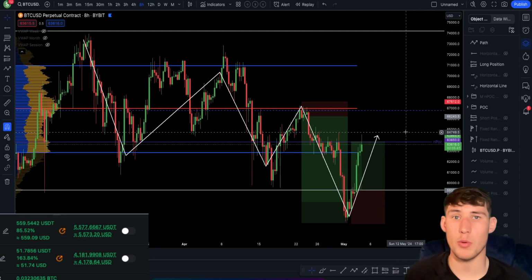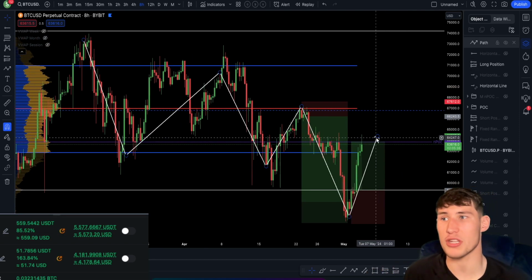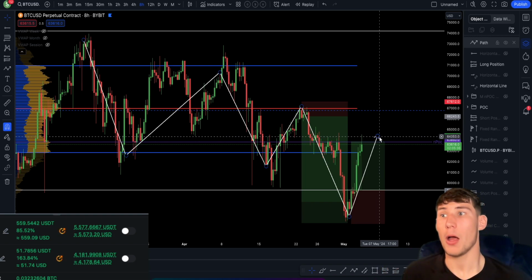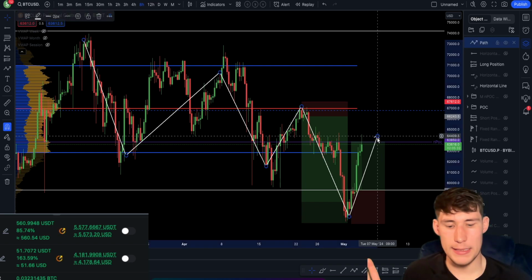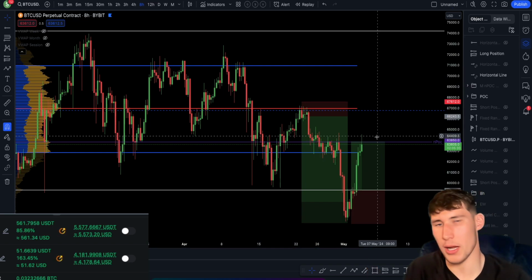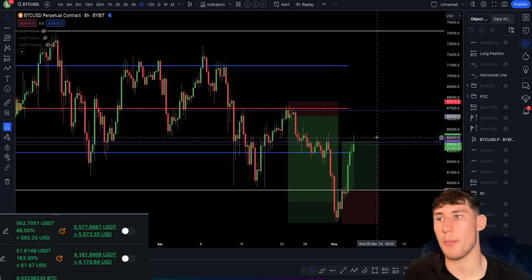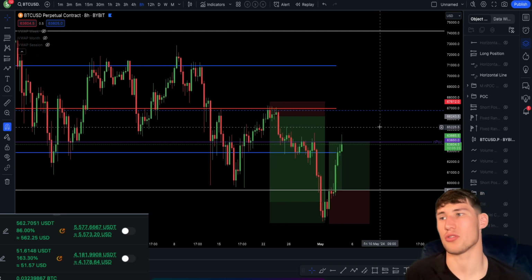On the short trades as well, my stop loss is at entry. So all of the trades that I am in right now are completely risk-free, so it's impossible for me to turn these winning trades into losing trades. That's the aim of the game, right? Mitigate your risks as much as possible, and that is exactly what myself and the team here at Bit Trading have done.